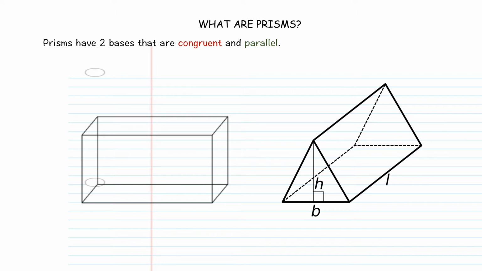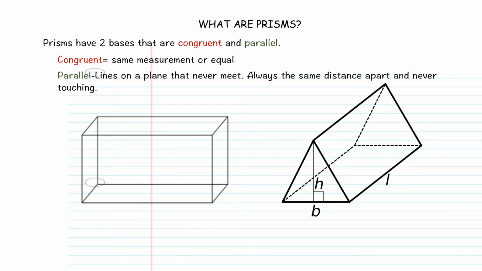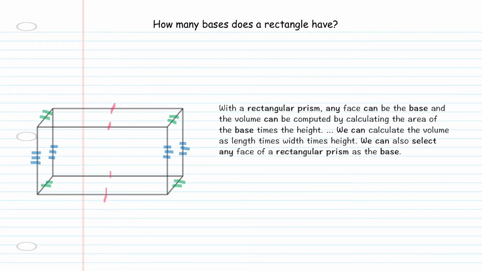Before we tackle that, let's define what a prism is first. Prisms have two bases that are congruent and parallel. When we say congruent, it means it has the same measurement or equal. And parallel means the lines on a plane that never meet, always the same distance apart and never touching. How many bases does a rectangular prism have? If you notice, in a rectangular prism there are more than two bases that are parallel and congruent to each other.